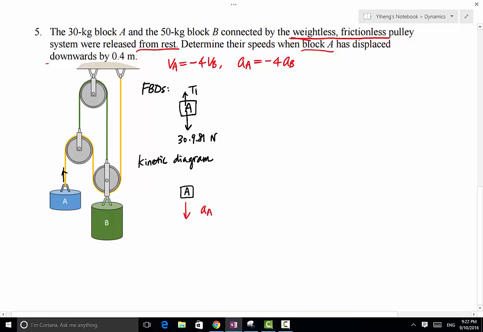We can know that because we have this hint that block A has displaced downwards. Even if we did not know that information, we could still assume a direction. So for now, I'm going to assume that it is downwards, and I'm going to assume that the downward direction is positive. And then times m, and that's its kinetic force. We can do the same thing for block B.